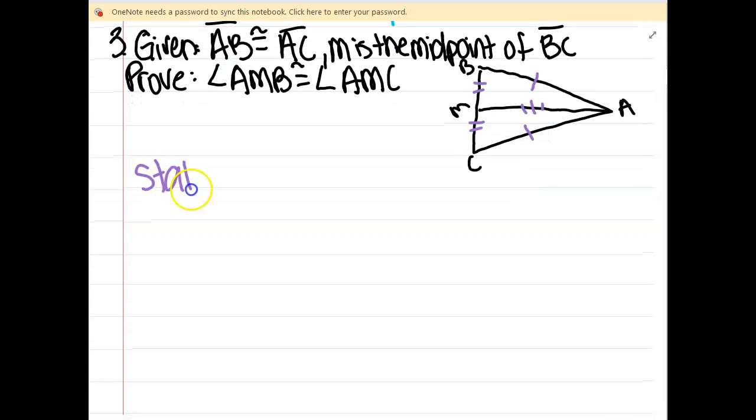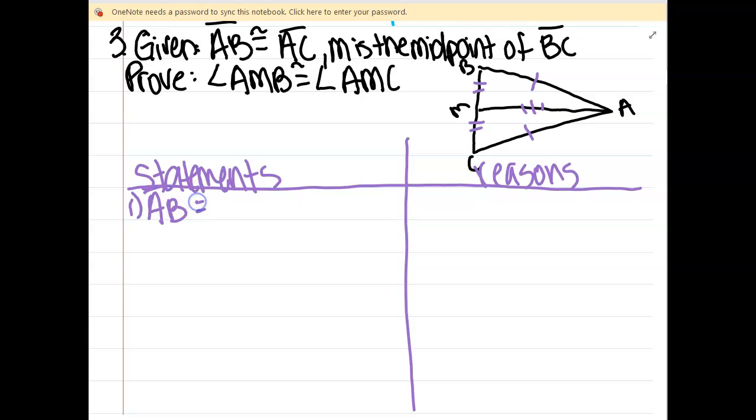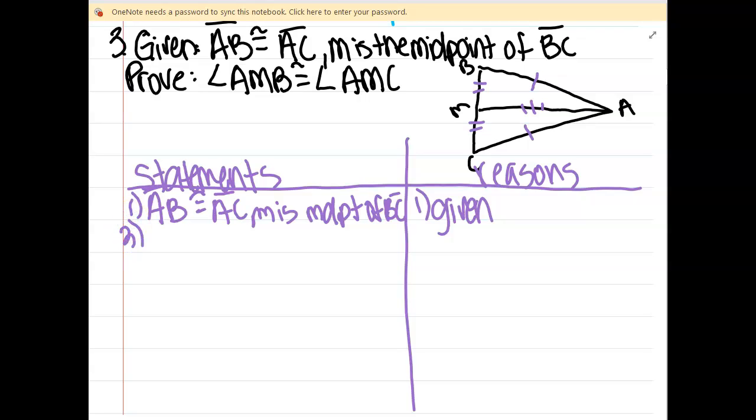So, start our proof here. Statements, reasons, we'll copy down that given. AB is congruent to AC. M is the midpoint of BC. Now remember, since I'm doing side, side, side, I need side congruent to side. I've got one of them. But I need two more statements that say this side's congruent to this side and this side's congruent to this side. What's another set of congruent sides?